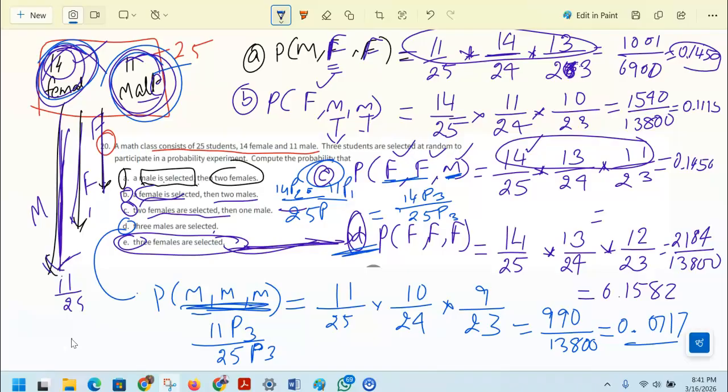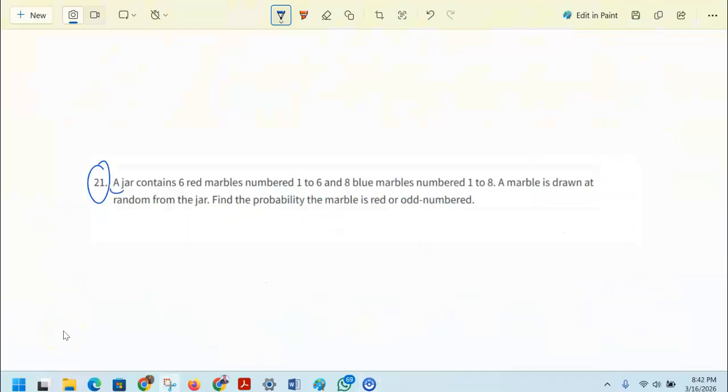So if you want to use permutation, you can do that, or you can do directly using the fundamental counting principle and also just using the multiplication rule. Now the question says, this is 21, a jar contains 6 red marbles.